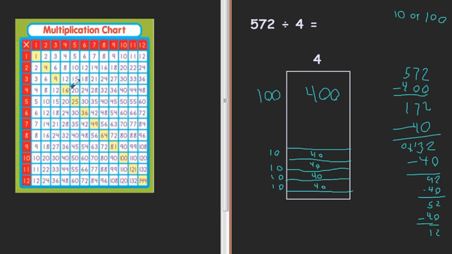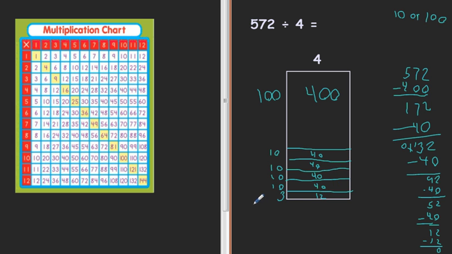And so 12 is one of my multiples on my chart over here. So 4 times what equals 12? 4 times 3. So 12 divided by 4 is 3. So I'm going to put that 3 right over here, which leaves me with 12. And so 12 minus 12 is 0. So all of my dividend is taken care of. 0 is less than 4, and it is 0, so I do not have a remainder.